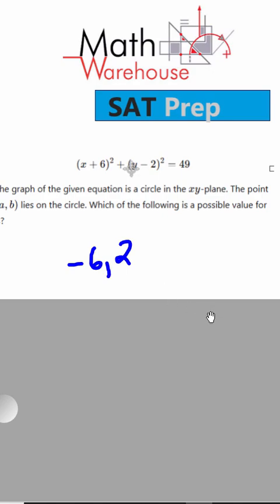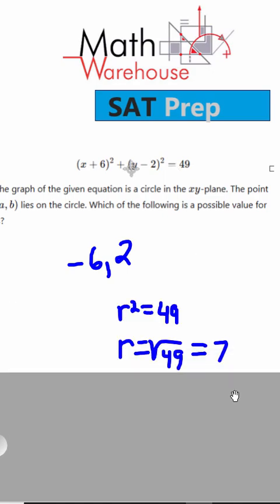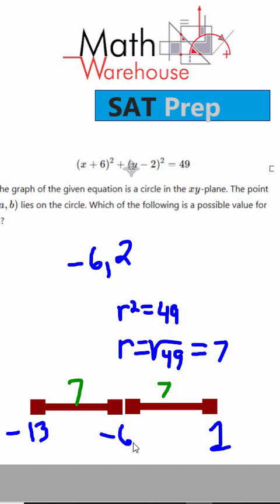And the next thing to do is to find the radius. Remember, the right side of this equation is the radius squared. So to get the radius, you take the square root of that, which is 7. Now we want to go 7 in both directions from -6. So -6 and you subtract 7 to get -13, -6 and you add 7 to get 1.